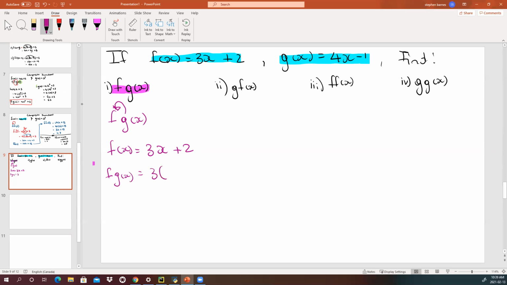So 3, there is the x. Now put the g function, 4x minus 1, plus 2. So let's expand this bracket. 3 fours, 12x. 3 times negative 1 is negative 3, plus 2. So you have 12x minus 1. That is your f of g function. Understood?